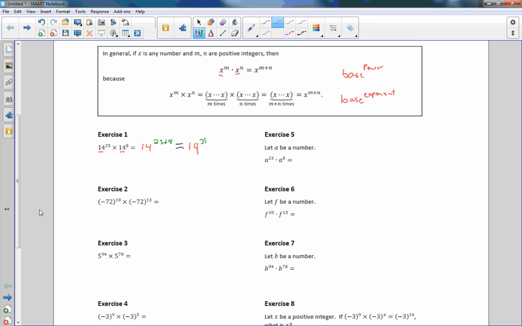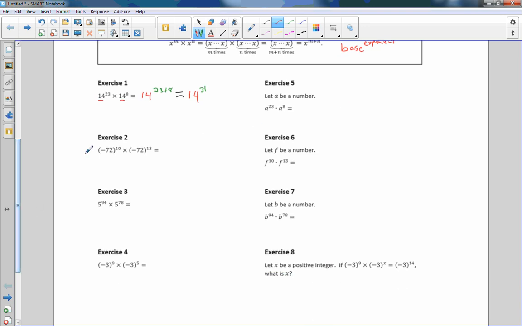Okay, so here we go. Here's exercise 2. Negative 72 in parentheses times negative 72 in parentheses will give me negative 72 in parentheses, and then it's to the power of 10 plus the power of 13. So my answer is going to be negative 72 to the power of 23.